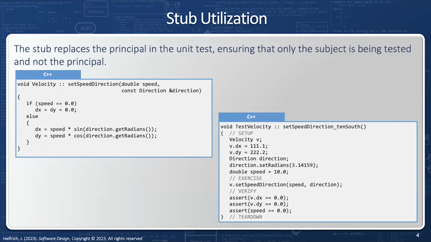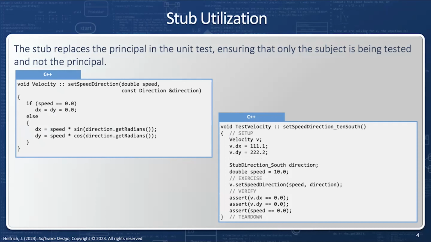Now, what I'm going to do is replace the direction and set radians with my stub direction, south direction. Now, this only will ever return south. I don't have to call any methods in direction, and therefore none of the bugs in direction class will actually impact my unit test here for test velocity.